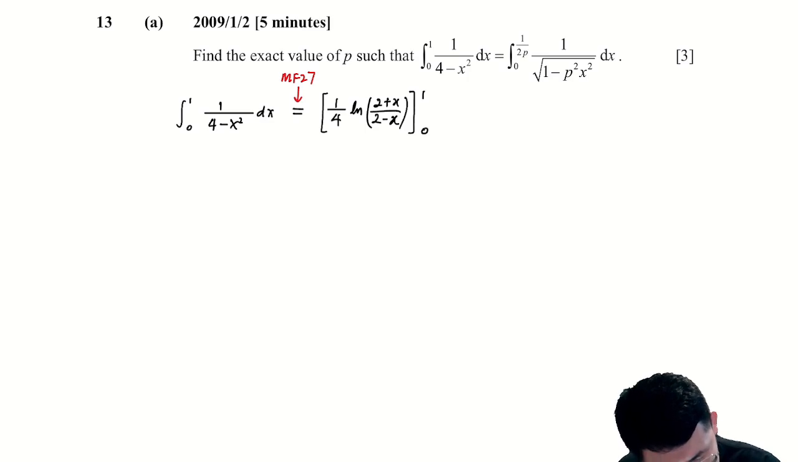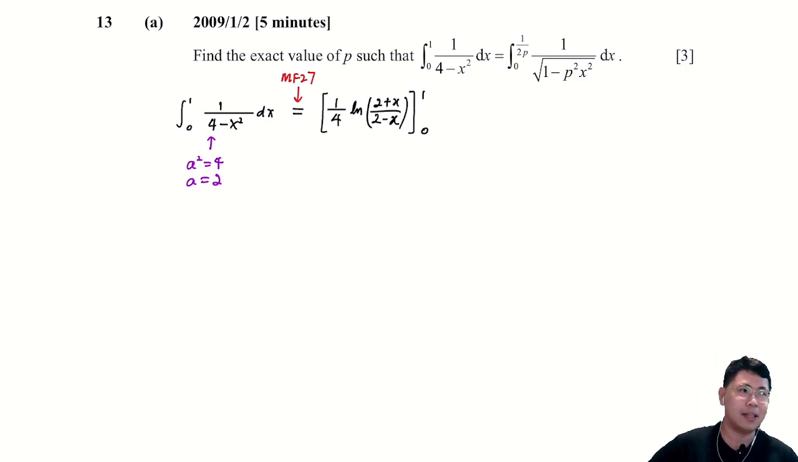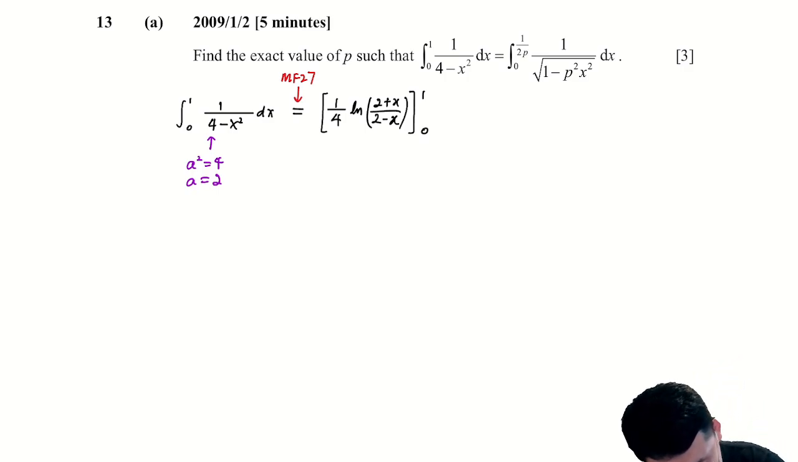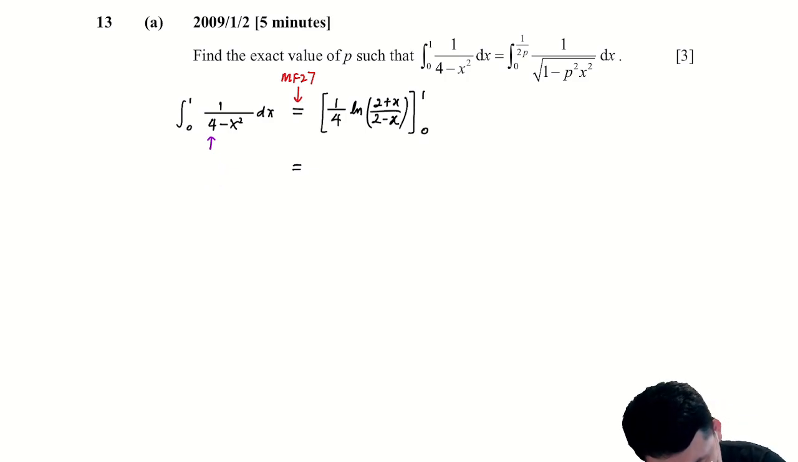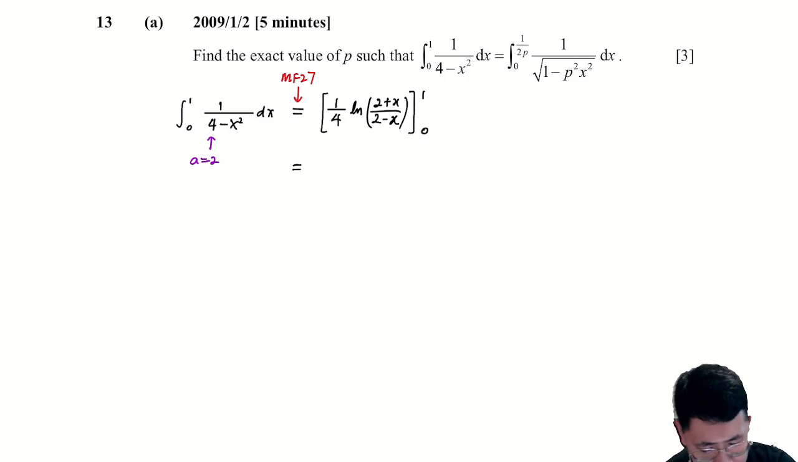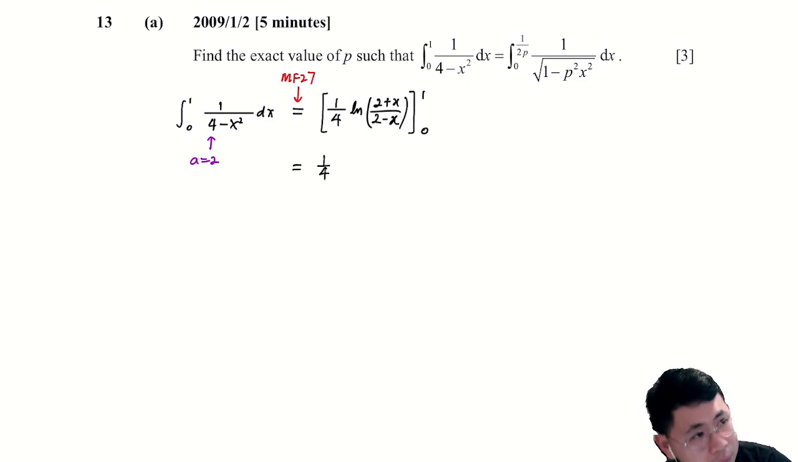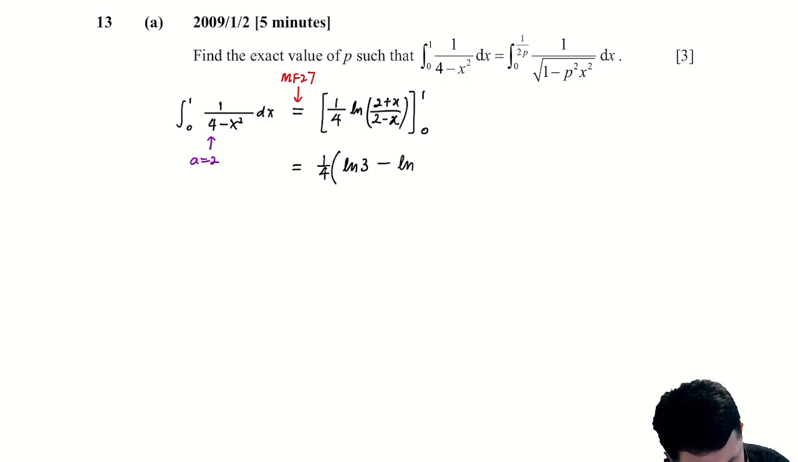Then integrating from 0 to 1. So this 4 over here is a square, equal to 4, so a will be equal to 2. We'll take the positive root for this one. Better just put a equals 2. Now with this, let us try to evaluate. If we sub in 1, this would be ln 3. If we sub in 0, this would be ln 1.